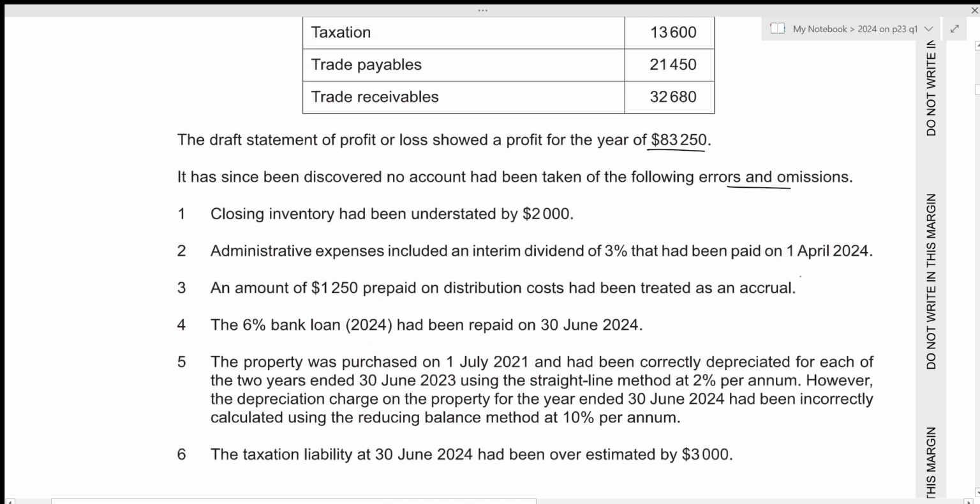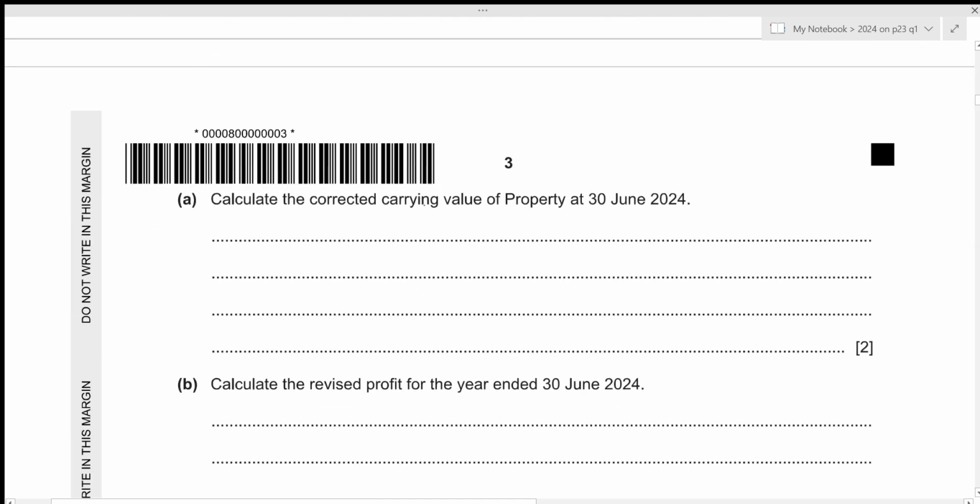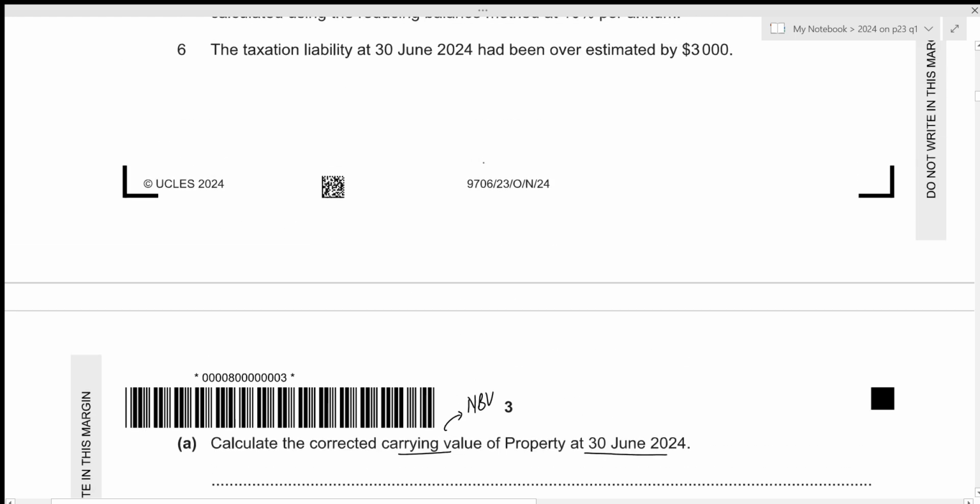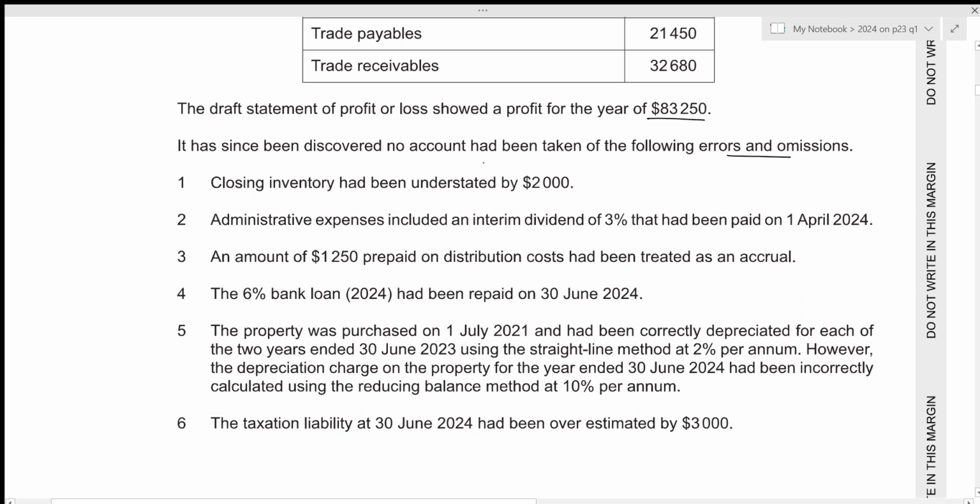Okay, before we dive into this additional information, let's take a look at our first question. We need to calculate the corrected carrying value of property at 30 June 2024. Carrying value just refers to the net book value. So we need the corrected net book value. So we need to look for the information that deals with the errors within our property, and that is given by information 5. The property was purchased on 1st July 2021 and had been correctly depreciated for each of the 2 years ended 30 June 2023 using the straight line method at 2% per annum.